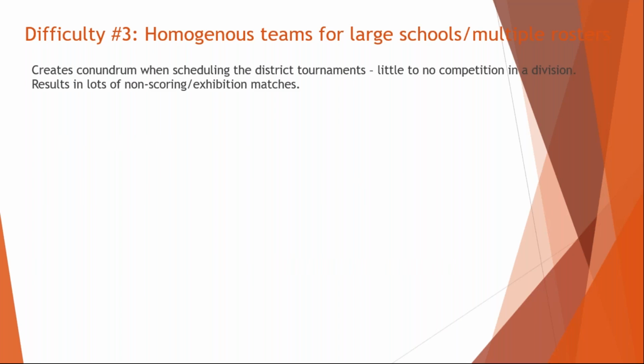What happens is a large team with all green ball players, and another large roster with all red ball players. Well, they can't play against each other in a division. However, they do end up in the same division. So another team that doesn't have such a homogeneous matchup will have to play multiple times with non-scoring or exhibition matches. It makes it very difficult to schedule good competition.